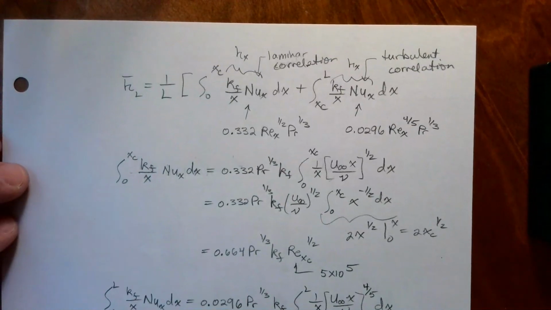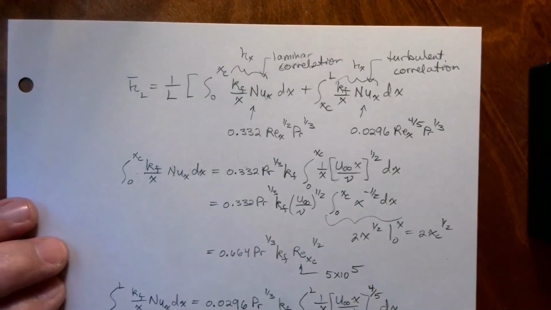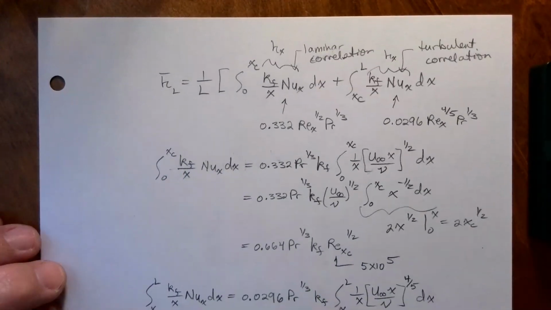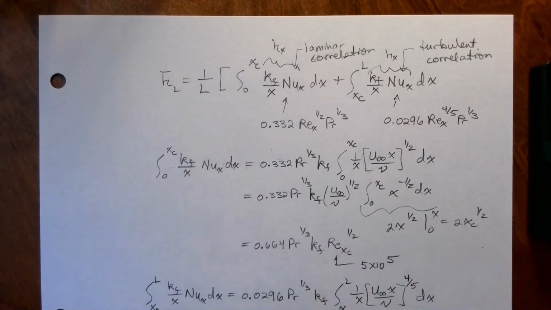So they give you correlations for that. You have the local correlations, so you can use those local correlations and come up with your own h bar correlation. But they actually give you an h bar correlation as well for the mixed flow situation. I'm going to show you where that comes from.